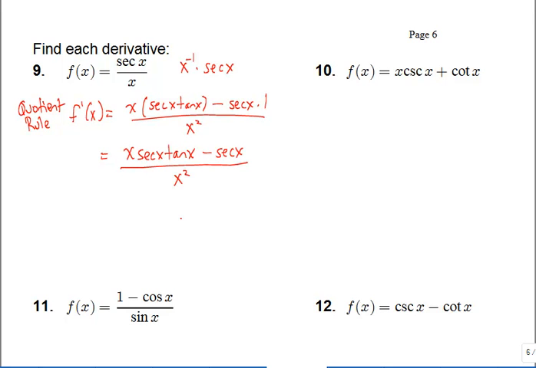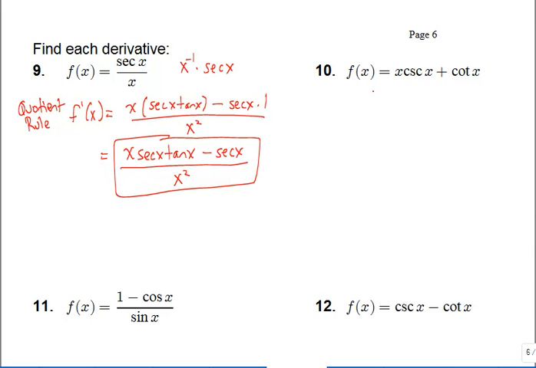And you can't really reduce that because you can't factor out an x from the top to reduce anything with the bottom. So you're pretty much stuck. If you really wanted to, you could factor out a secant x from the top, but it's not going to help you cancel with anything in the denominator, so it's not really necessary. So here's my final answer.